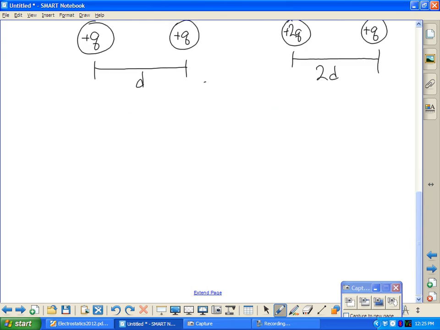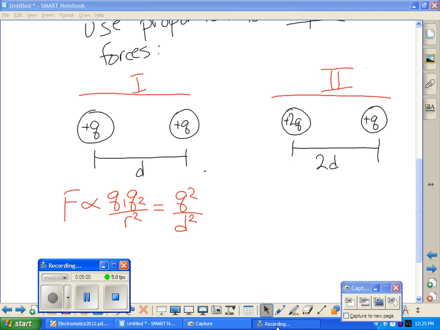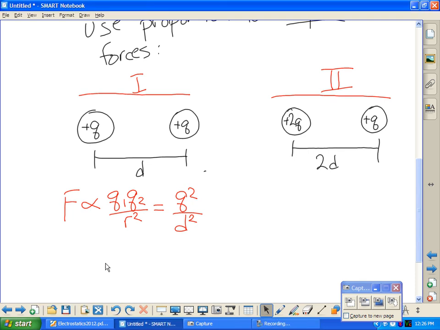Well, we can answer this question with the proportion relationship, because the force between these two charged objects is going to be proportional to one charge times the other charge divided by the square of the distance between them. Here's the general form of that relationship. So for these two, the force is going to be proportional to Q squared over d squared. What's that? Don't know. So what is this force? I don't know. But let's see if we can compare it to the force in the other situation.